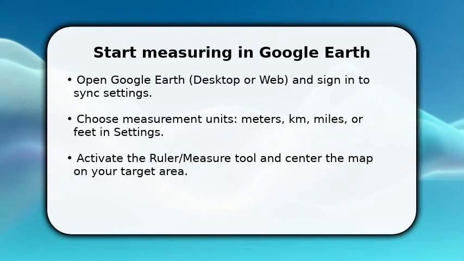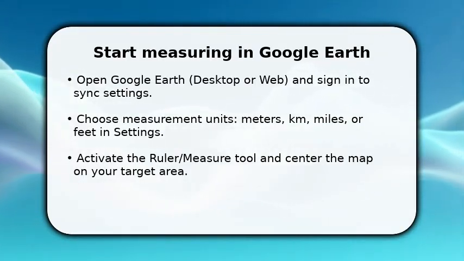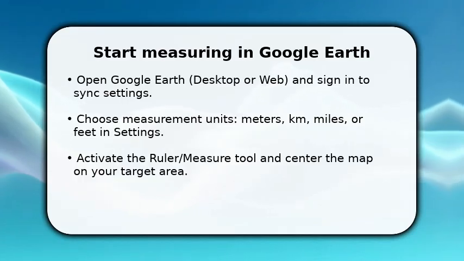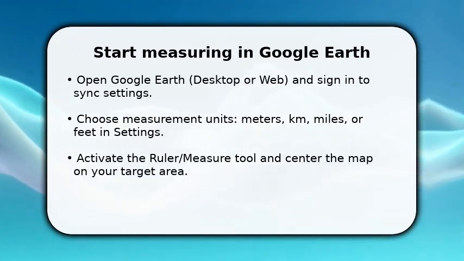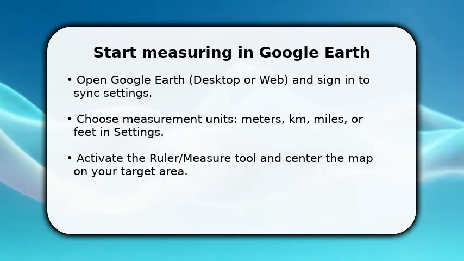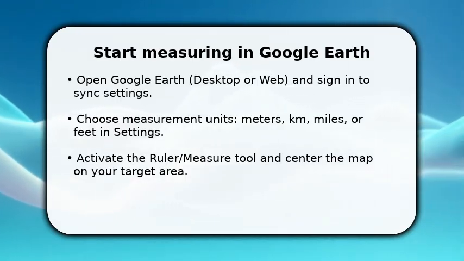You begin by launching Google Earth and heading straight to the area you want to measure. Once done, open settings and pick units: meters, km, miles, or feet, so results match your needs. Then activate the ruler or measure tool. This is the first actionable step.